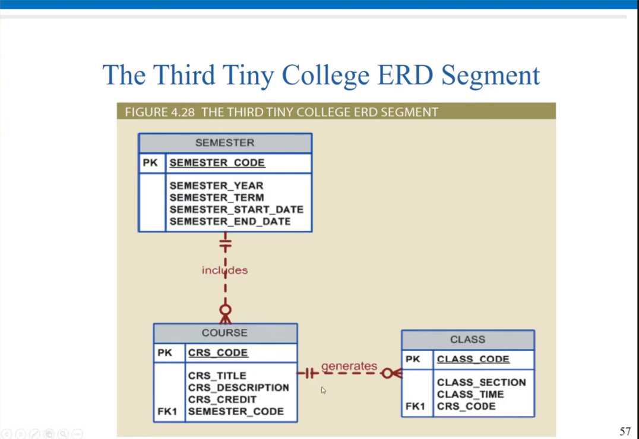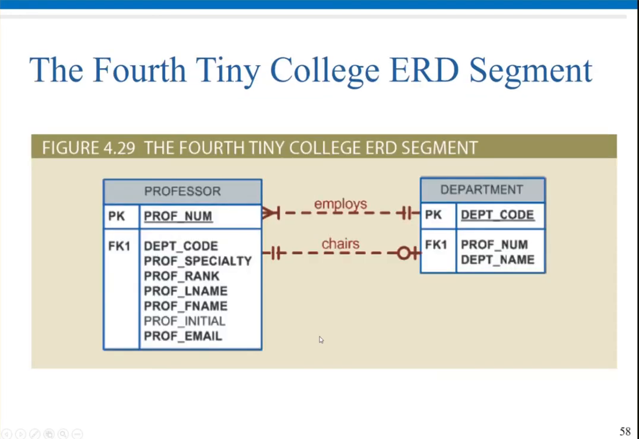And then, of course, each section can only be taught by one professor. So we have that over here. So we have a professor. Each professor can only be the part of one department. He must be one to one and only one department. However, a department, of course, can employ many professors. So it's one to many.